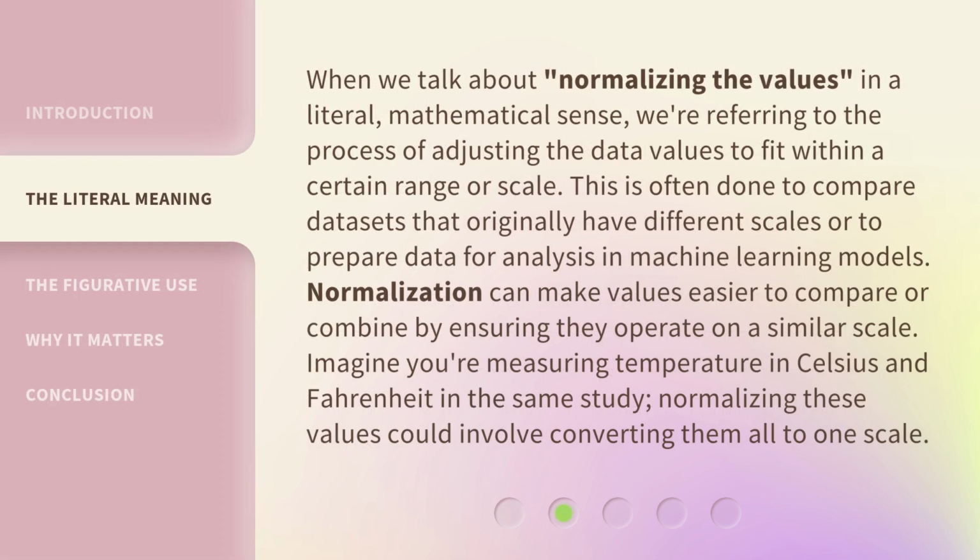When we talk about normalizing the values, in a literal, mathematical sense, we're referring to the process of adjusting the data values to fit within a certain range or scale. This is often done to compare datasets that originally have different scales or to prepare data for analysis in machine learning models. Normalization can make values easier to compare or combine by ensuring they operate on a similar scale. Imagine you're measuring temperature in Celsius and Fahrenheit in the same study. Normalizing these values could involve converting them all to one scale.